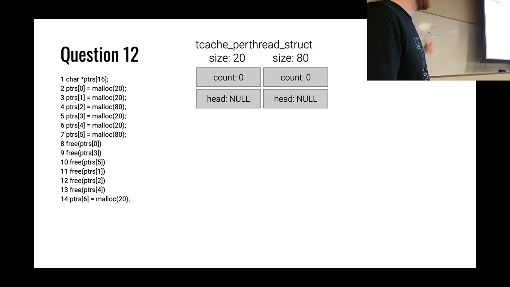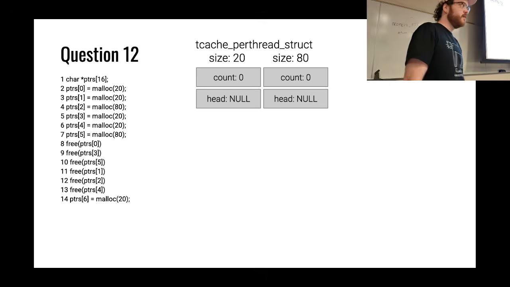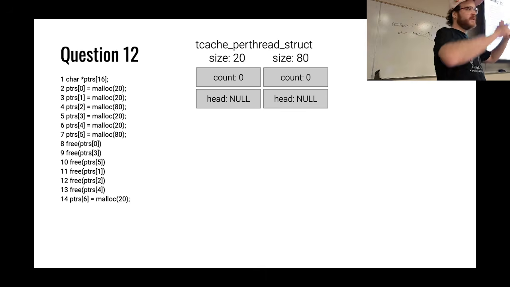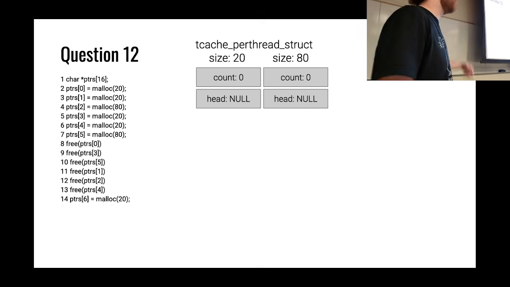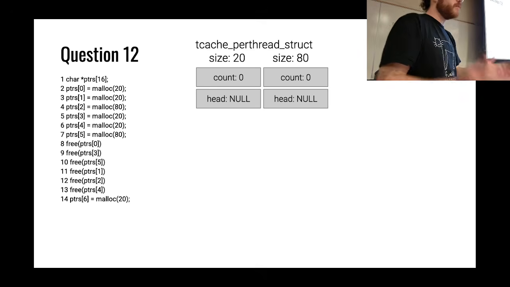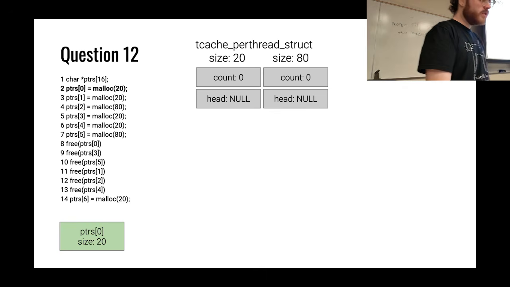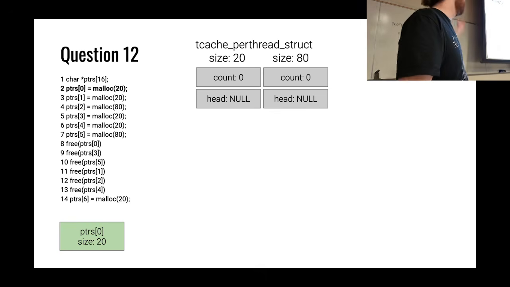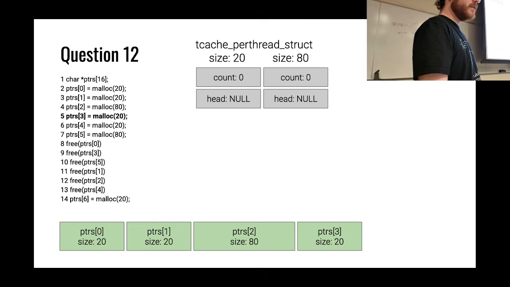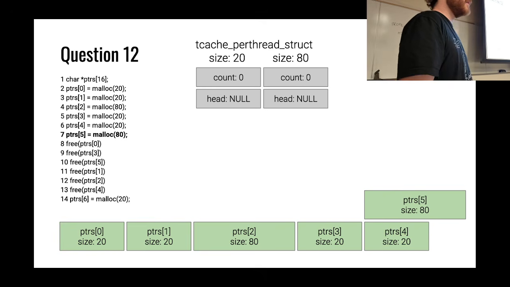So first off, I have my T-cache per-thread struct. Note that I have sizes up there, but we're not worried about what the size is. You didn't have to memorize all the T-cache bin sizes, as long as you could identify that there are 2 different bins that these chunks go into because they are clearly of different sizes. The first thing that happens, lines 2 through 7, is just mallocing chunks in memory. Hopefully we all have seen malloc, so this part makes sense.